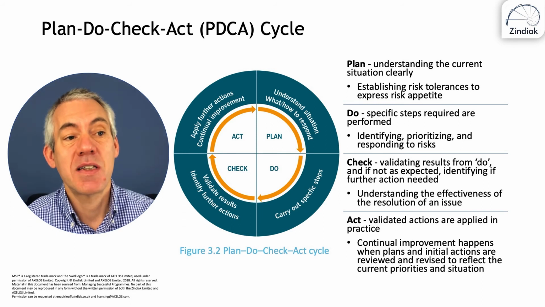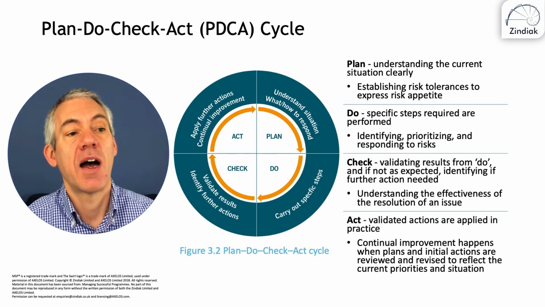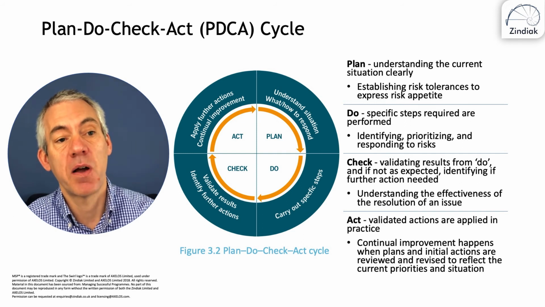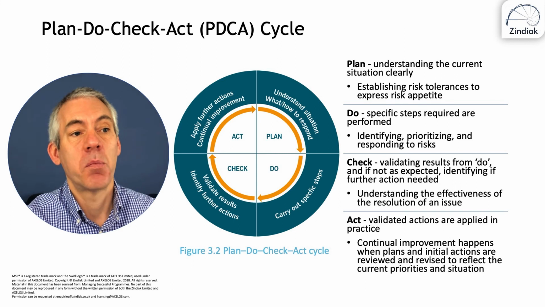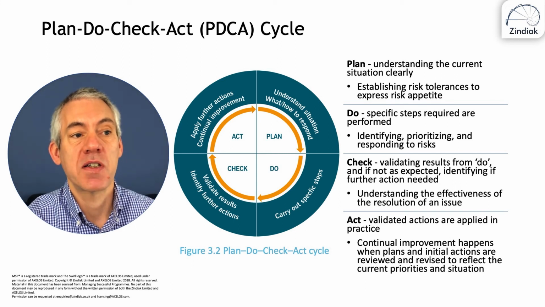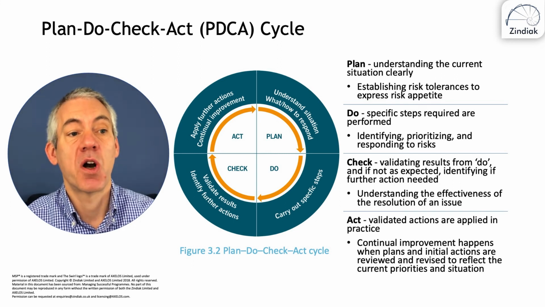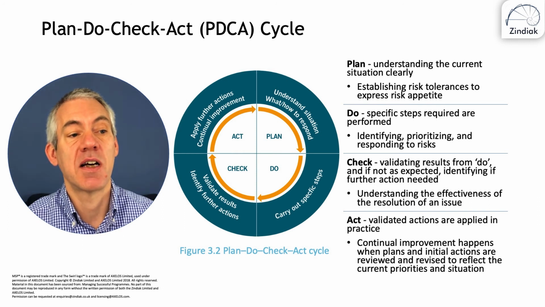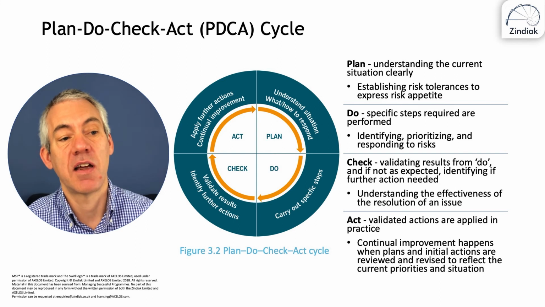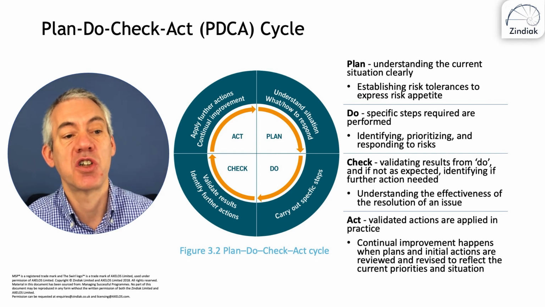Do: specific steps required are performed, and we're identifying, prioritizing, and responding to risk. So in the plan, we're setting up our risk appetite. In the do, we're actually identifying, prioritizing and responding to risks. Check: validating results from do, and if not as expected, identifying if further action is needed. So that's where we're understanding the effectiveness of the resolution of an issue.